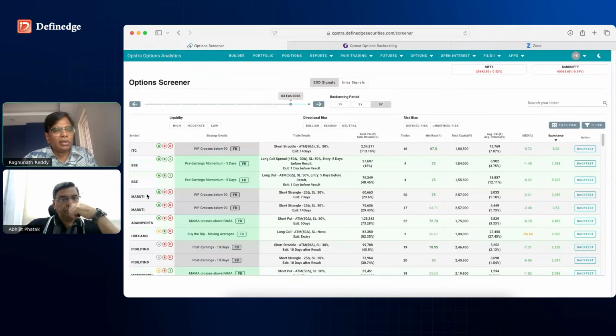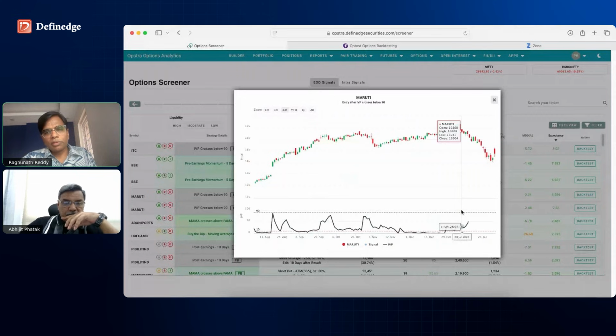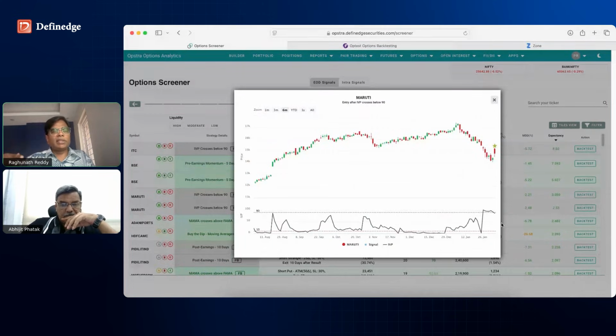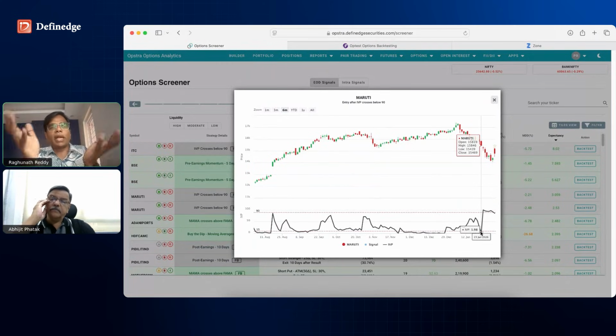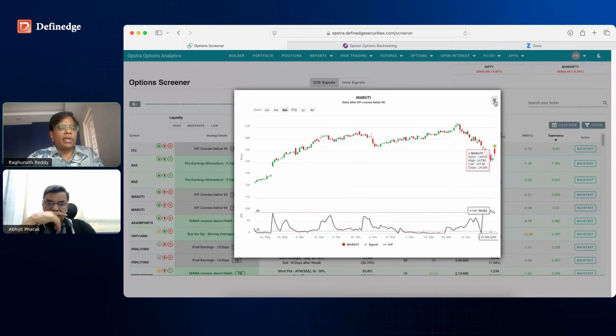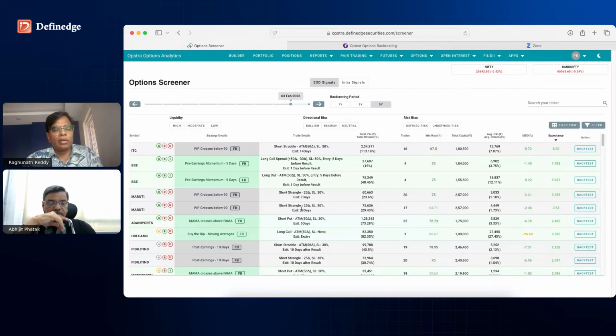For example, Maruti, where IVP crosses below 90. This is another strategy where what we are saying is that usually when IVP comes below 90, there is a tendency for volatility to mean revert. Volatility goes up and comes back down. So when it goes to very high levels and starts to come back, that's an ideal time to do short volatility strategies. When it closes below 90, we can enter some short volatility strategy like a short strangle or short straddle or things like that.